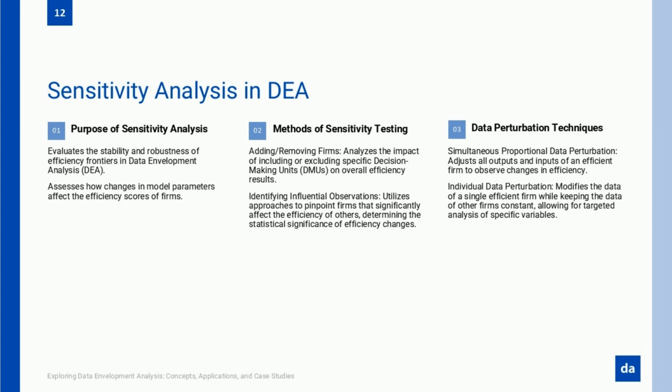Here's the problem. Efficiency scores can feel like the holy grail. You've got your number, you're feeling confident, and you're ready to make big decisions. But wait, what happens if something changes? What if a firm drops out of the analysis, or someone accidentally puts in the wrong data? This is where sensitivity analysis swoops in, like that one overprepared friend who always asks, "But what if?"